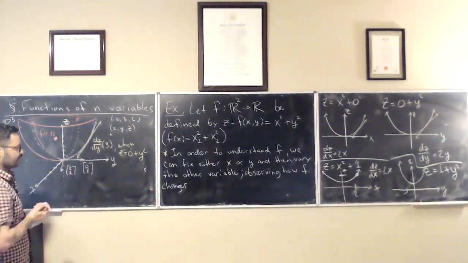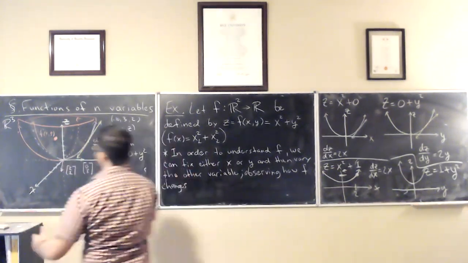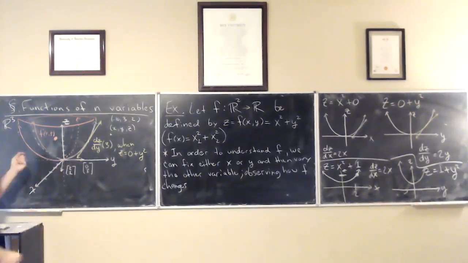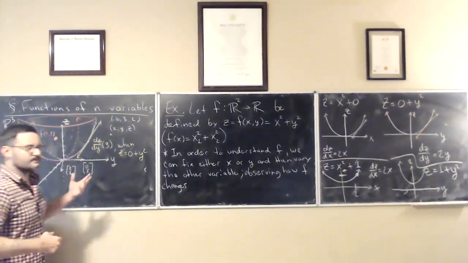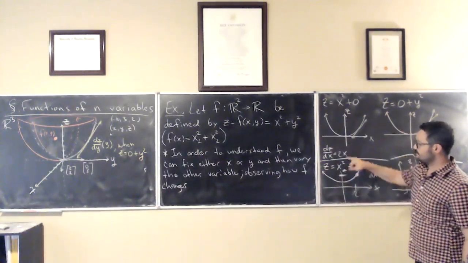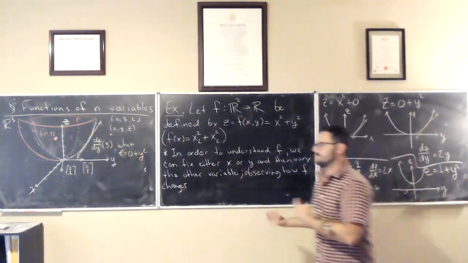Okay? And if we wanted to know, if y is fixed and we vary x, then we would take the derivative with respect to x for the function z, and then we have the rate of change that way.